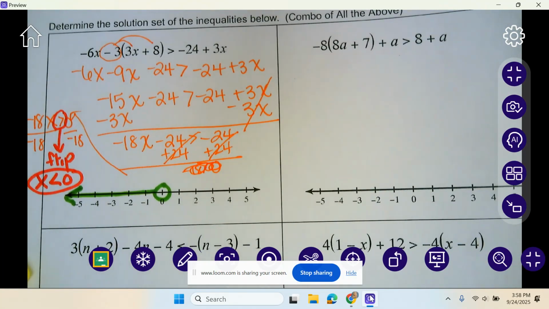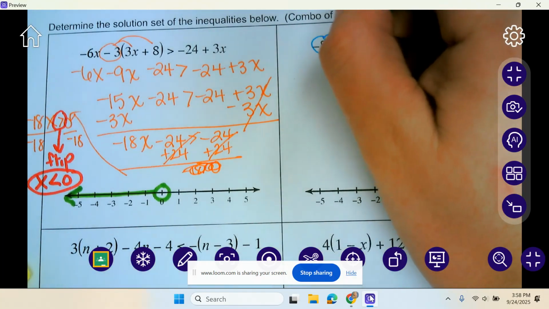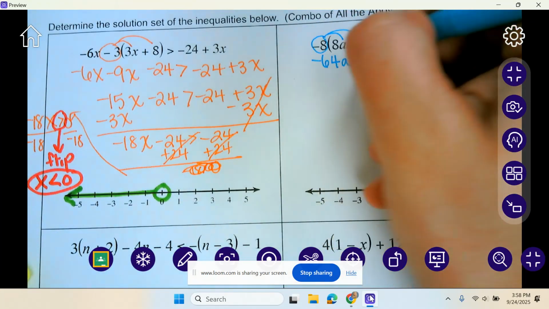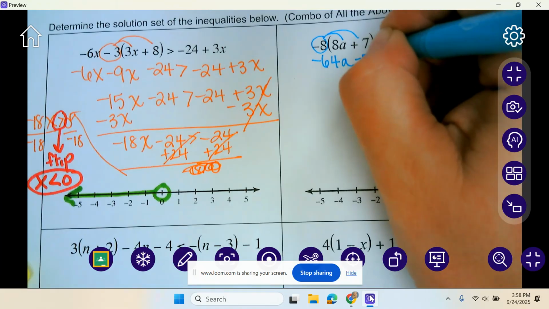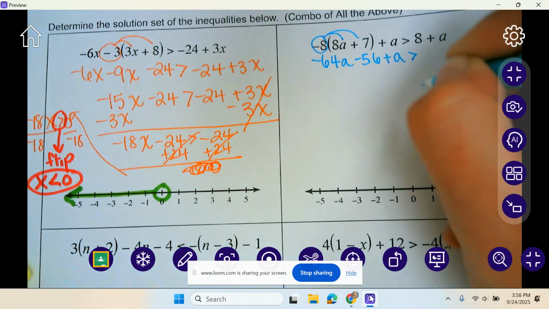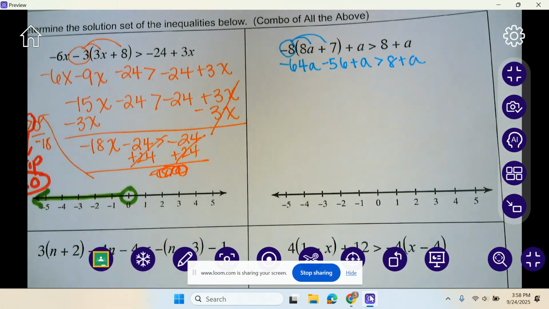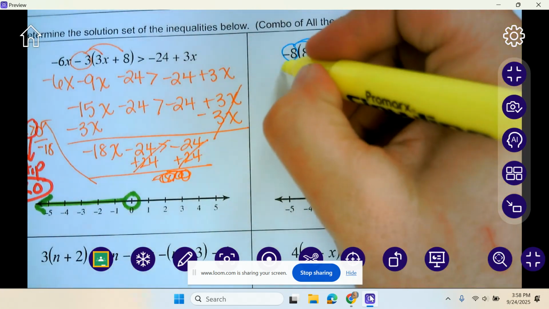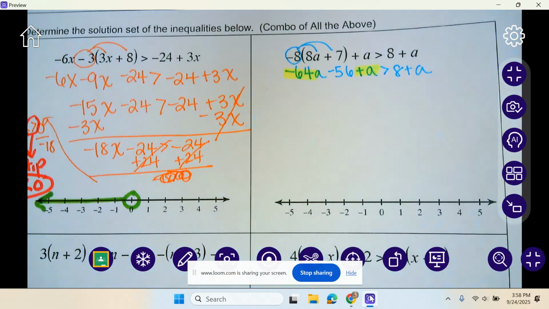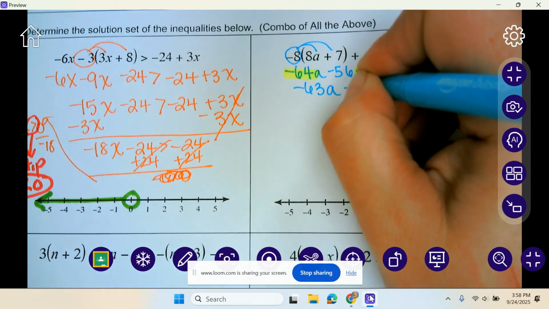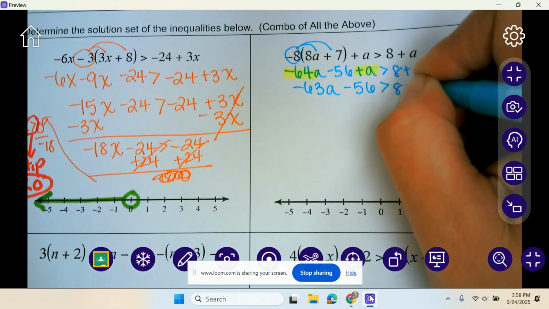All right, so let's take a look at the next one. So we have negative 8. That distributes. So you get negative 64a minus 56 plus a is greater than 8 plus a. Okay, after distribution, the next step is combine like terms. So negative 64 plus a is going to give you negative 63a minus 56 greater than 8 plus a.